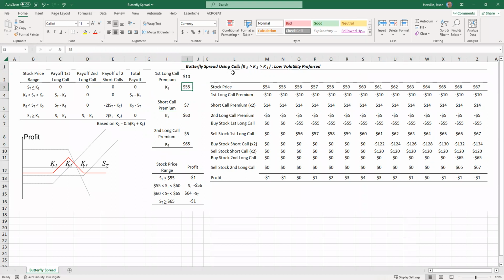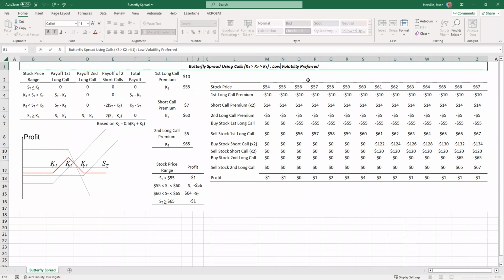Now, when do we want to do a butterfly spread? Typically, options are profitable when there's volatility. The higher the volatility, the more opportunity to make money with options. But what happens when the market has low volatility and your probability of profiting from buying and selling options goes down? Here you see low volatility preferred. That's when you want to apply the strategy. Why is that? Let's look at the chart.